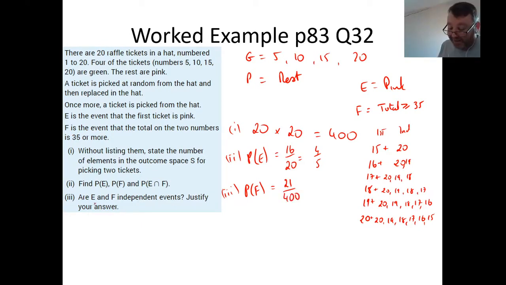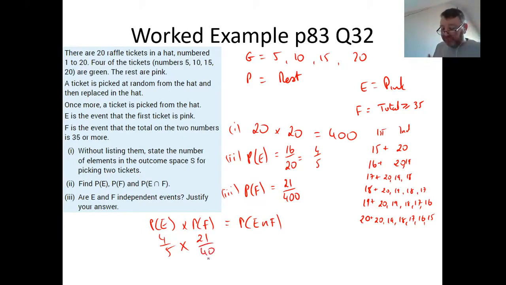Now, are E and F independent events? Well, if they are, then the probability of E multiplied by the probability of F will be equal to the probability of E intersection F. That's the great independence rule. What's P of E? P of E is 4 over 5. What's P of F? 21 over 400. Now, I want you to think about this for a moment. Is there an overlap between the two?